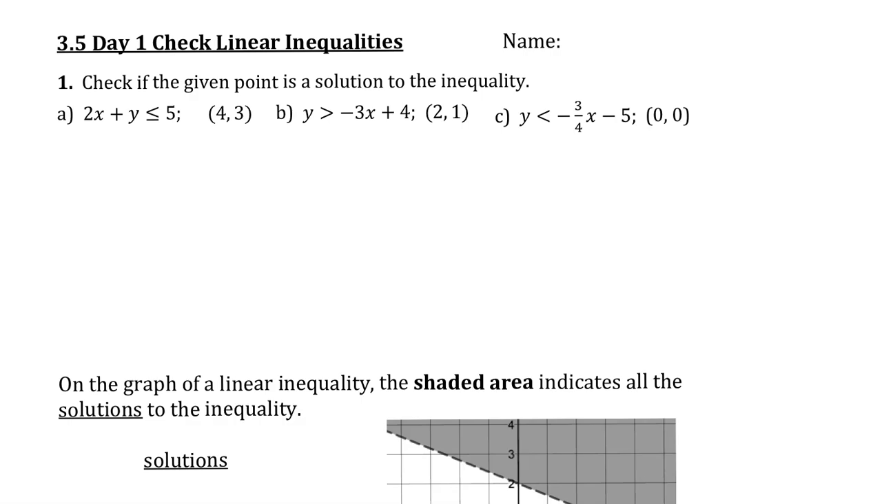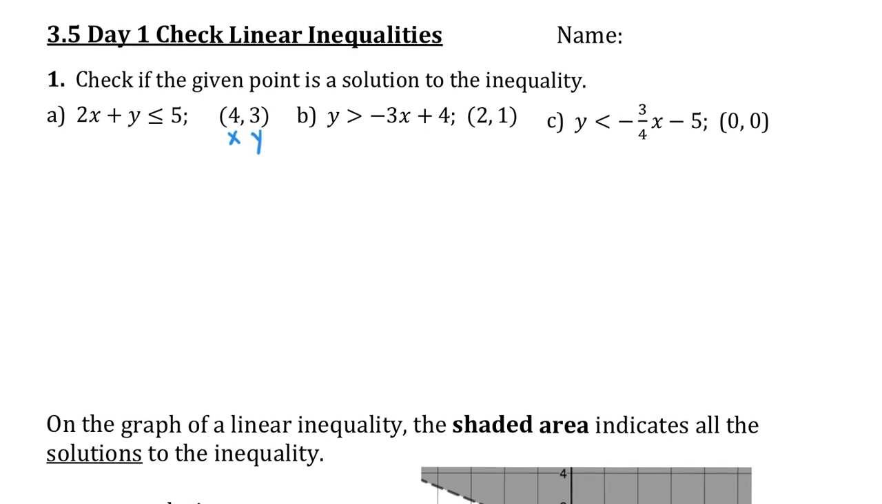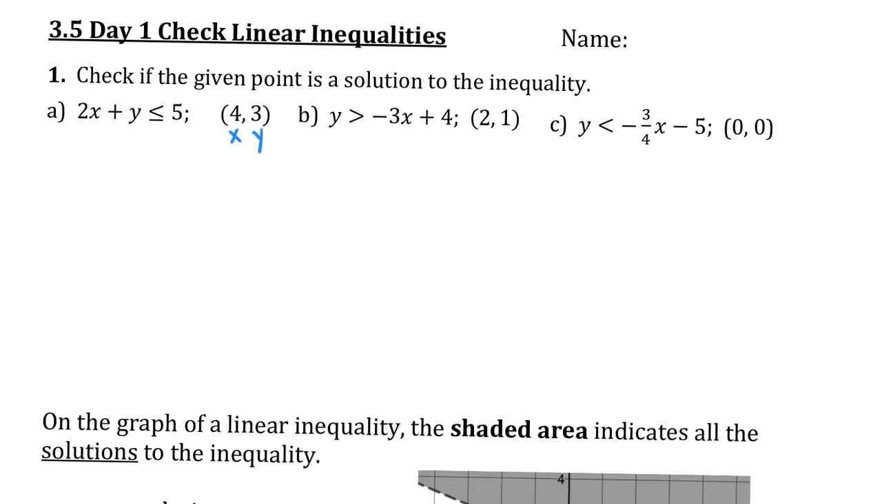Today we're going to check points for linear inequalities. So for the first example, we're going to check if the given point is a solution to the inequality. This is an inequality because it has a less than or equal sign instead of just an equal sign. When you check the point, they're going to give you an ordered pair. Remember, this is the x, this is the y. I'm going to plug them both into the inequality to see if it is a true or a false statement.